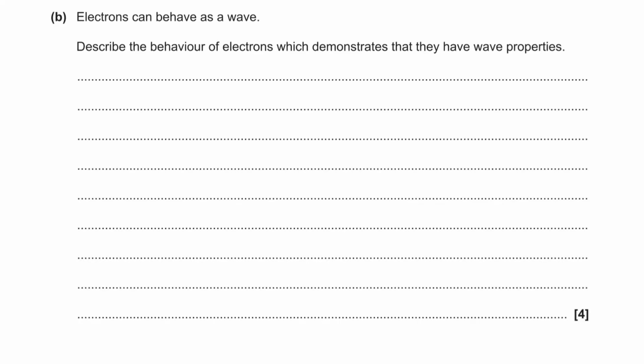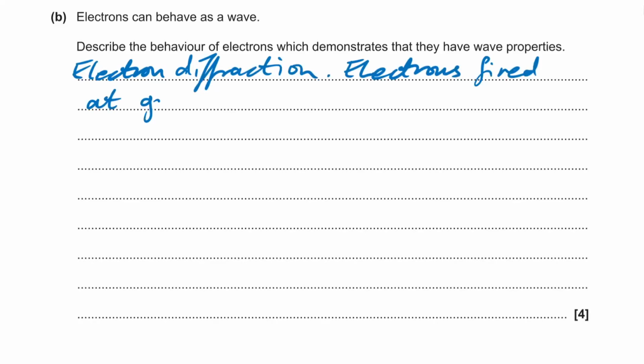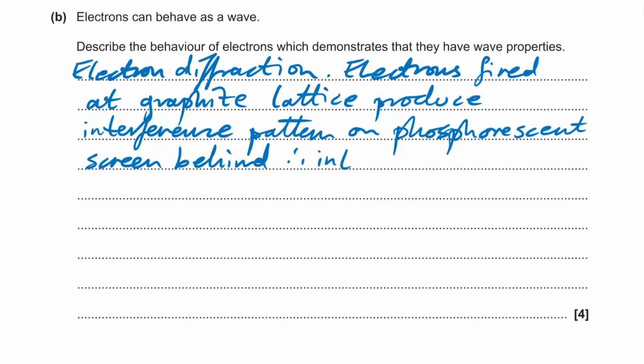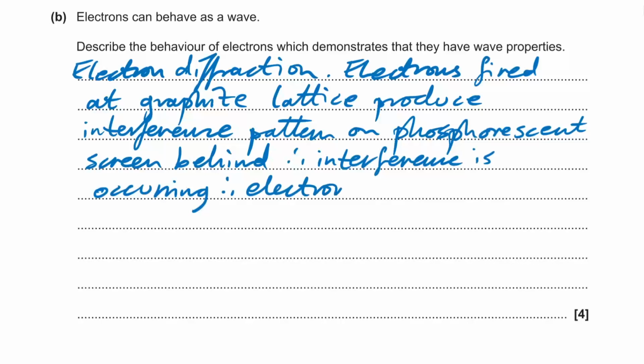B, electrons can behave as a wave. Getting deja vu from paper 1 here. Describe the behavior of electrons which demonstrate that they have wave properties. Of course, we're talking about electron diffraction. Electrons fired at a graphite lattice produce an interference pattern on a phosphorescent screen behind. Therefore, what does that show? That interference is occurring. Therefore, electrons must act like waves.